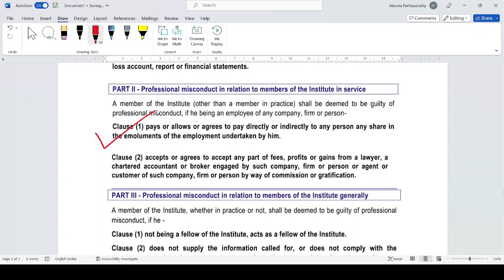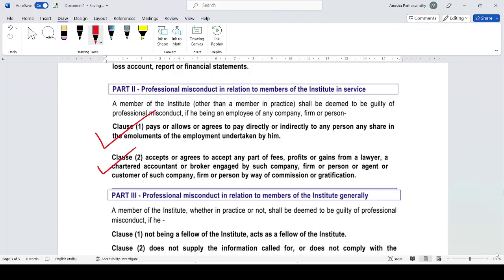As per Clause 2 of Part 2 of the First Schedule to the Chartered Accountants Act 1949, a member of the Institute other than a member in practice will be deemed to be guilty of professional misconduct if he, being an employee of a company, a firm or a person, accepts or agrees to accept fees, profits or gains from a lawyer, a chartered accountant or a broker engaged by such company, firm or person, or agent or customer of such company, firm or person, by way of commission or gratification.